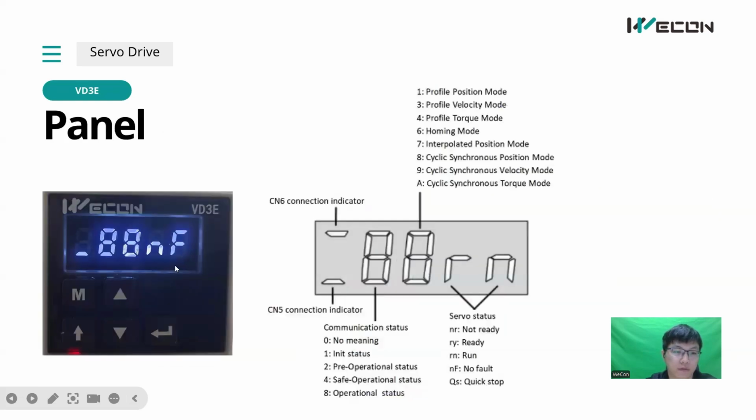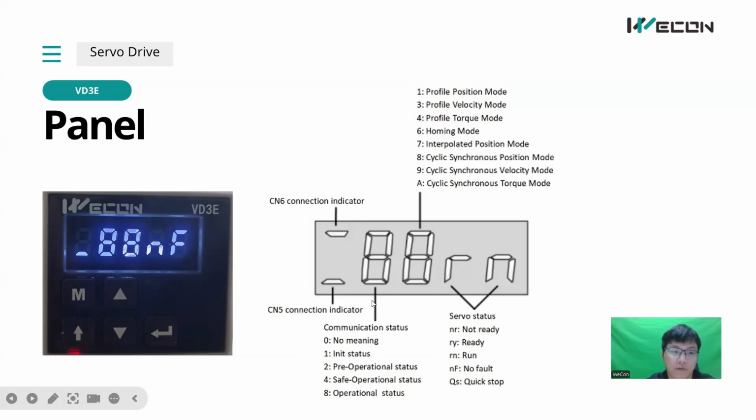And this is the panel of VD3. You can see here there are two. The first two are the lamps about the CN5 and CN6 ports. Here I only connected CN5, so this one is light on. And the second number is about the EtherCAT communication status. And eight means operational status.